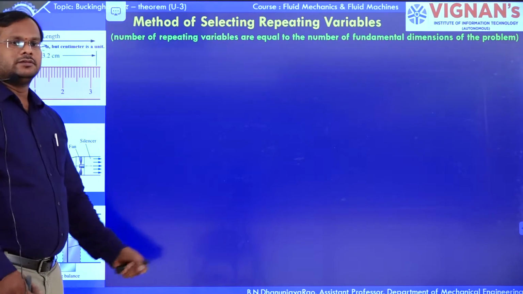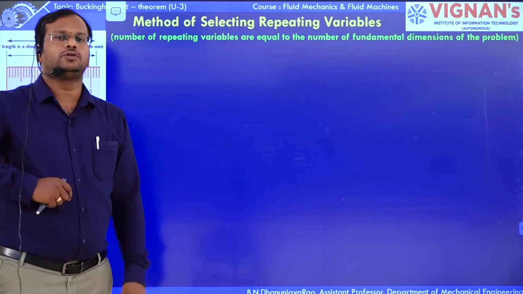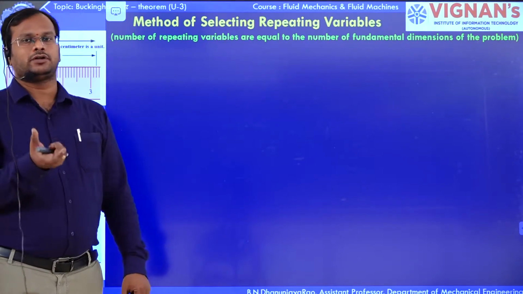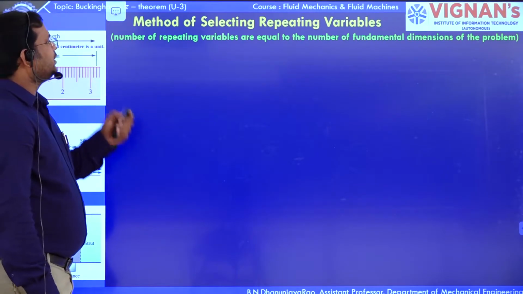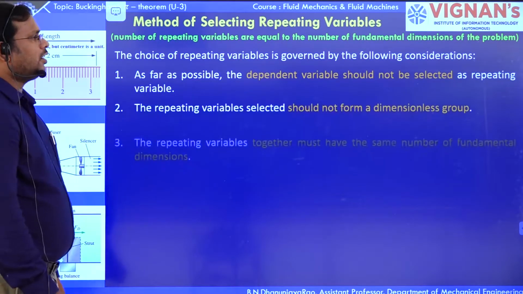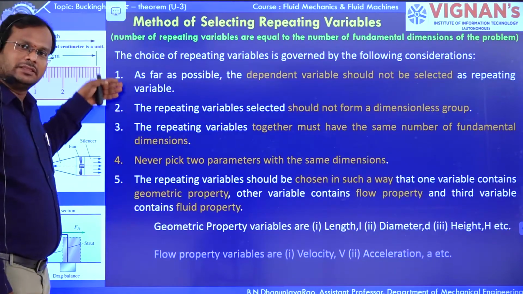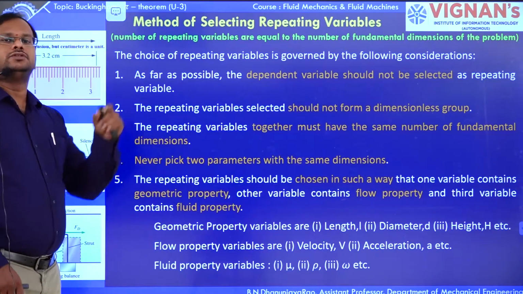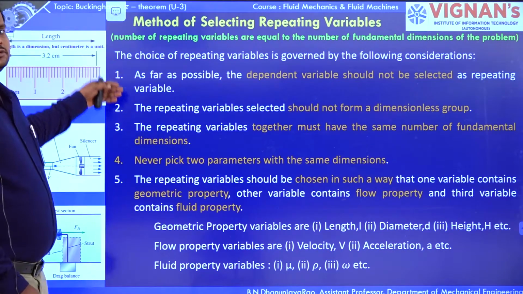There are a number of repeating variables, but for a particular pi term, how do we select a particular repeating variable? The number of repeating variables is equal to the number of fundamental dimensions of the particular problem. So there is a method to identify those repeating variables.